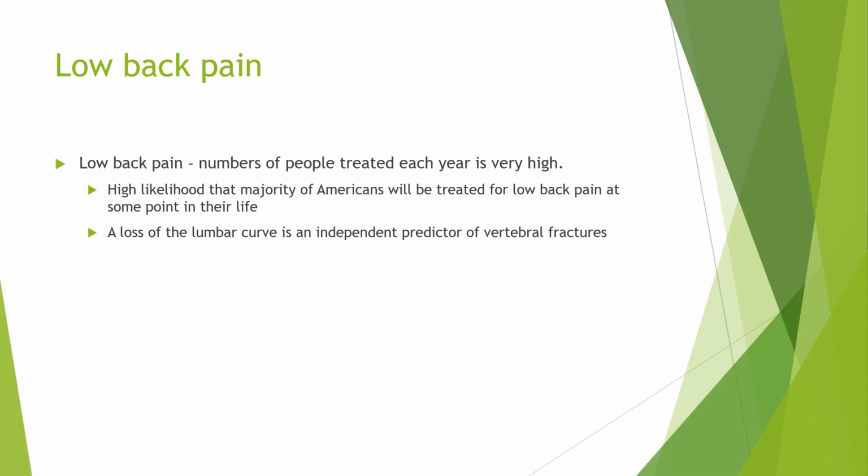A loss of the lumbar curve is an independent predictor of vertebral fractures. And if we start to lose that lumbar curve, where are we making up the mobility? Is it in the thoracic spine? Do we go into more kyphosis? Do we go into that forward head to make up for that loss of the lumbar curve? So again, we have to look at the entire spine to see what's going on there with these patients.